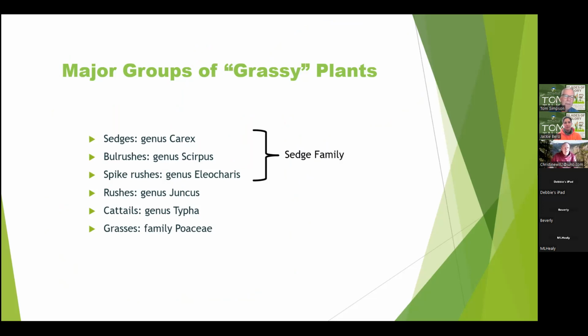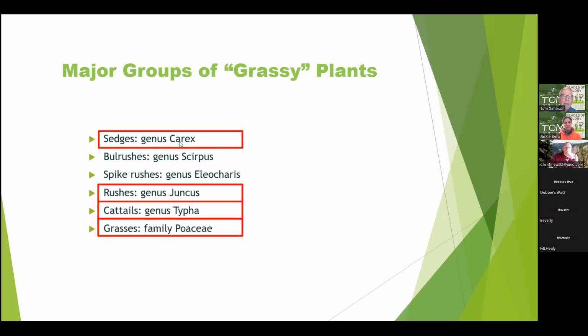Those first 3 are all in the sedge family. What I'm going to talk about are what we call the true sedges in the genus Carex. True sedge doesn't mean the others aren't sedges. It just means that Carex is the biggest genus in that group. And then the genera for rushes, Juncus, for cattails, Typha, and for grasses, the family Poaceae. So we're going to look at these 4 different groups of plants that in many ways look alike, and yet are actually quite different once you learn to see the differences.